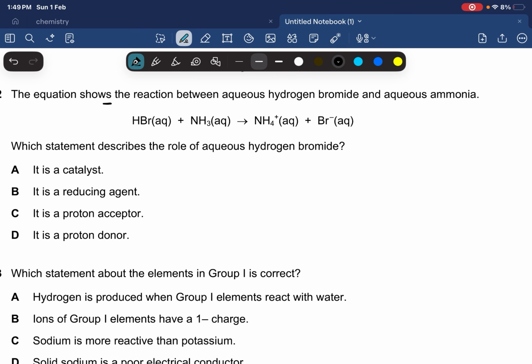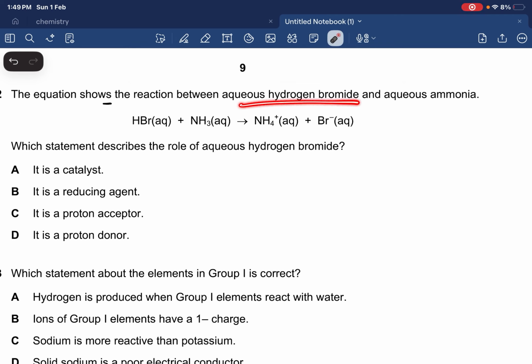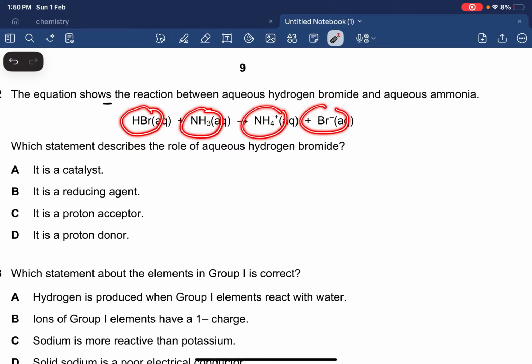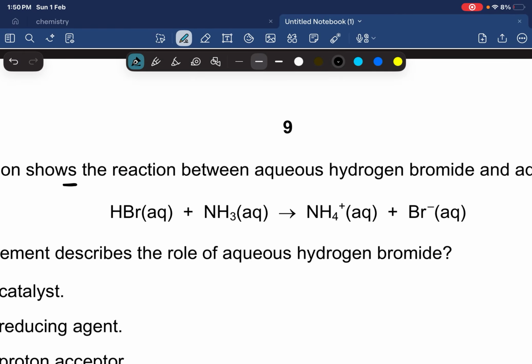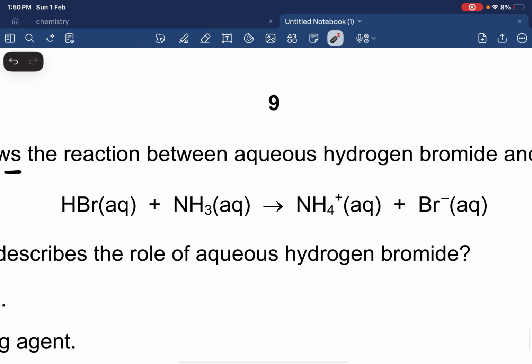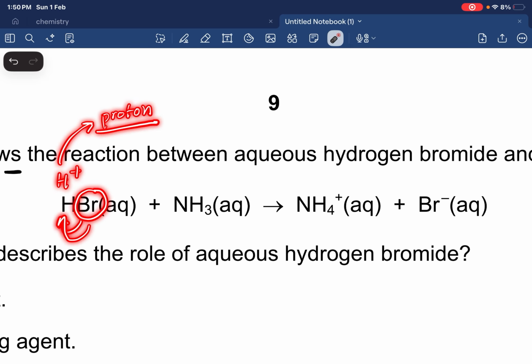The equation shows the reaction between aqueous hydrogen bromide and aqueous ammonia. This is hydrogen bromide and that's ammonia, forming an ammonium ion and a bromide ion. You know one thing, what's happening over here. This is a new concept, you have to know this. Look over here, what's happening. You're going to get it. Hydrogen bromide has a proton with it, right? An H plus ion is known as a proton in chemistry. So this hydrogen bromide has a proton with it.